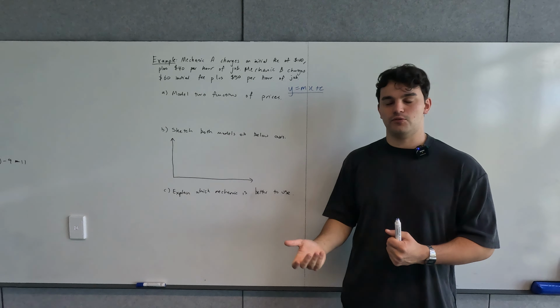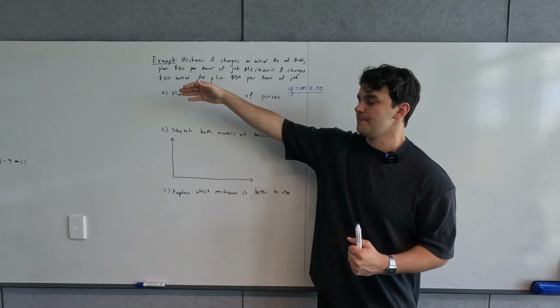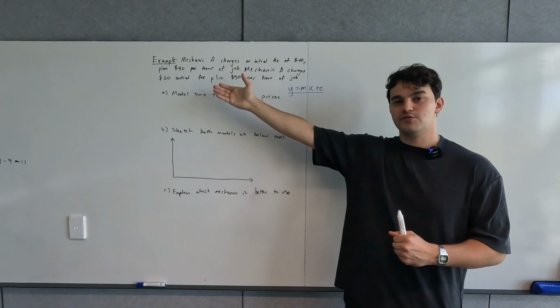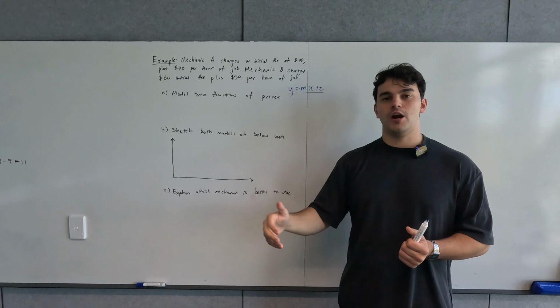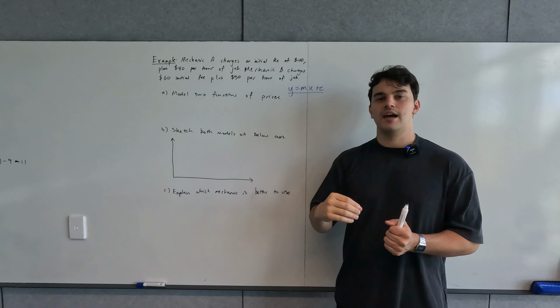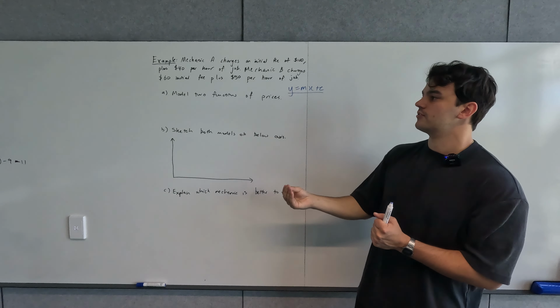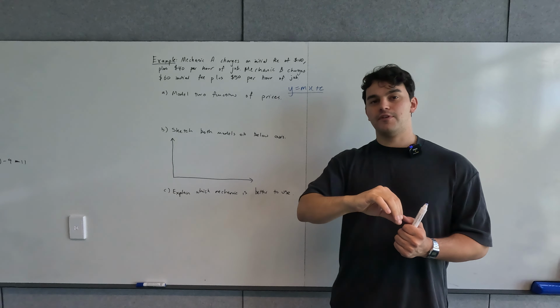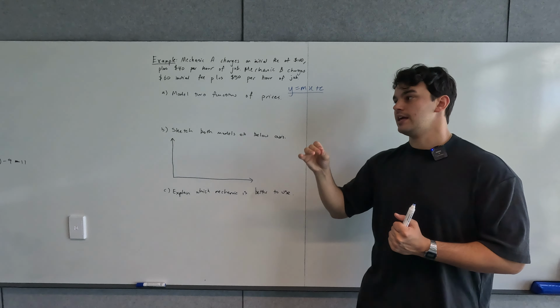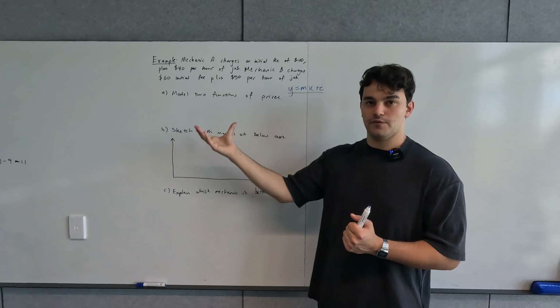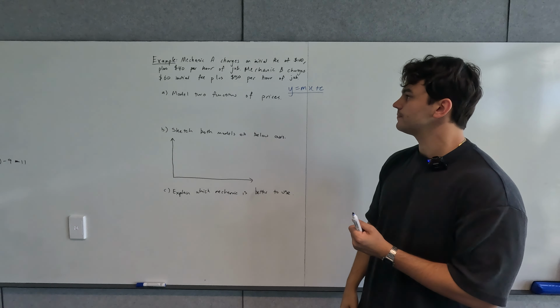Now, obviously you can use minutes as well, but hours make sense because that's how the rate is given to us. And then our dependent variable, or what we're actually tracking at the end of the day, are the prices of each of the mechanics. So our independent variable is time. Our dependent variable is the money, or the charge of the fee, in dollars.